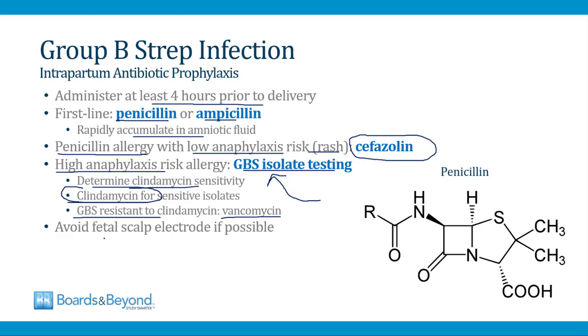And then lastly, when women have an indication for intrapartum antibiotic prophylaxis, you often try to avoid a fetal scalp electrode. A fetal scalp electrode is introduced through the cervix and placed on the scalp of the baby, and this can increase the likelihood that the baby develops an infection.